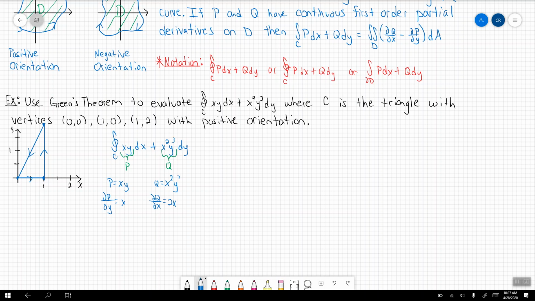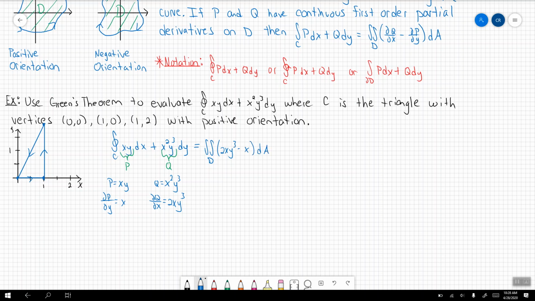Y cubed, there we are. So that's going to be 2x y cubed, nice. So when I set this double integral now, this double integral over my region D is now going to be my partial of Q, which was 2xy cubed, minus just the x value, and this is going to be dA.